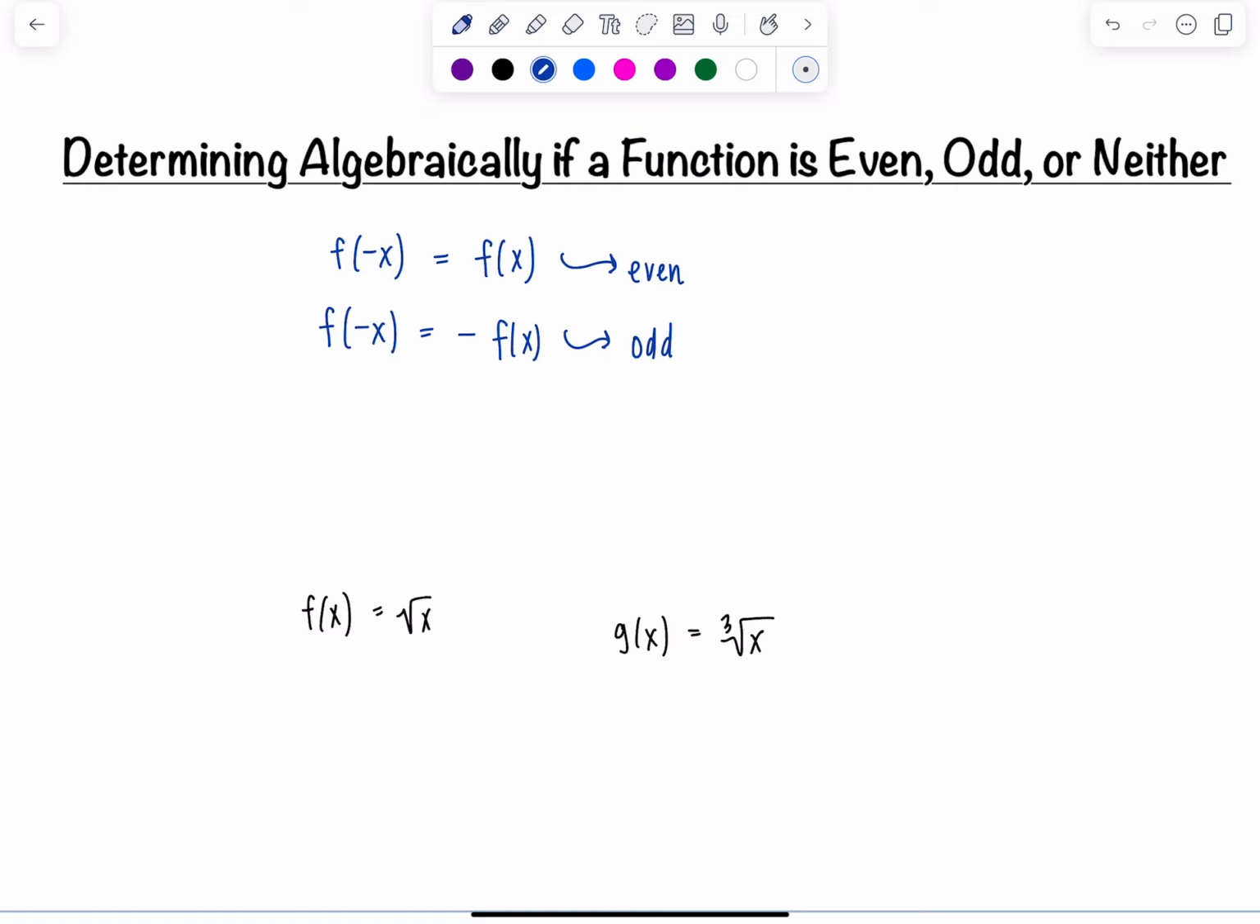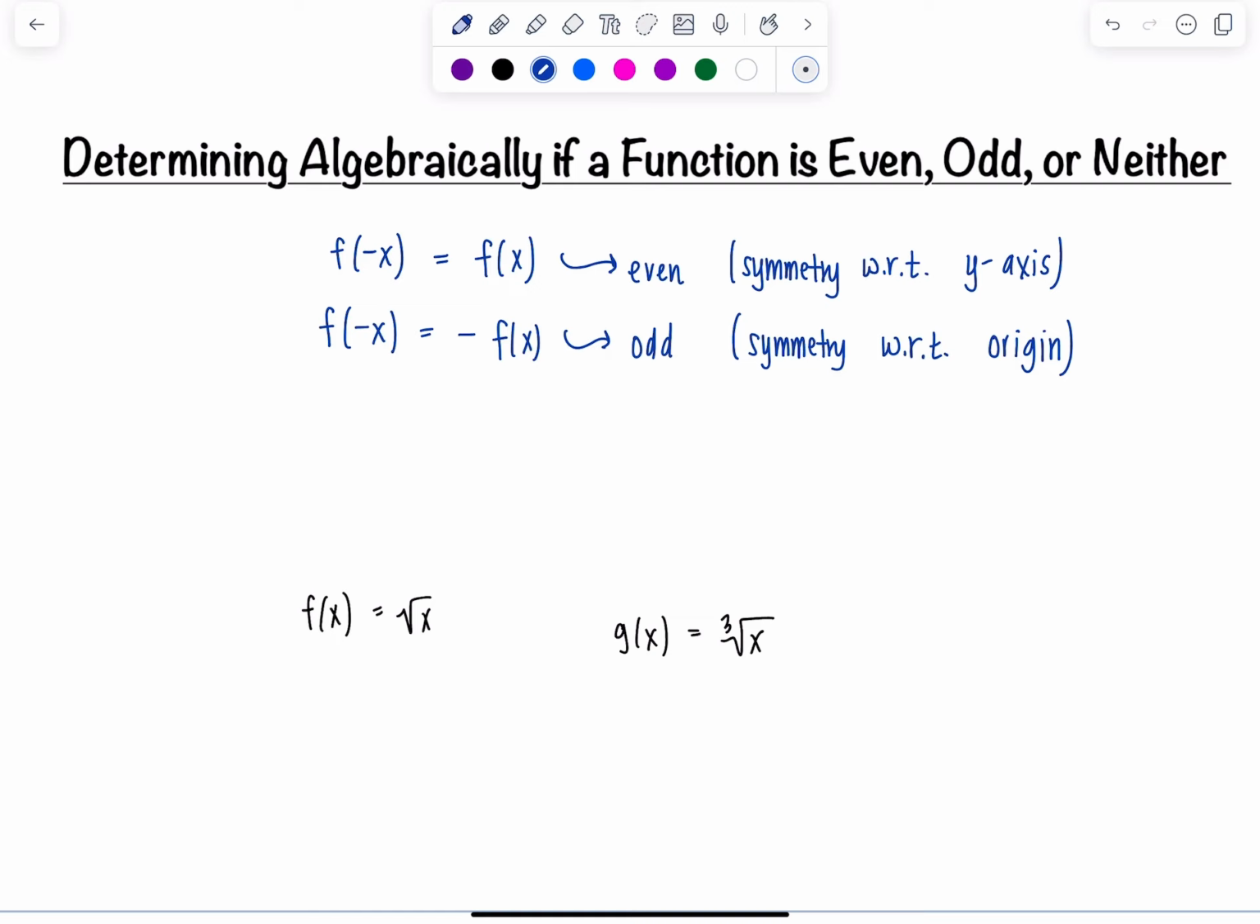If a function is even, it has symmetry with respect to the y-axis. And if a function is odd, it has symmetry with respect to the origin. So another way that you can test whether a function is even, odd, or neither is by looking at its graph and determining graphically. But in this video, we're only going to focus on testing algebraically, not using the graphs and not using symmetry. If you want me to do another video on that, just let me know in the comments down below. I'm more than happy to do it.